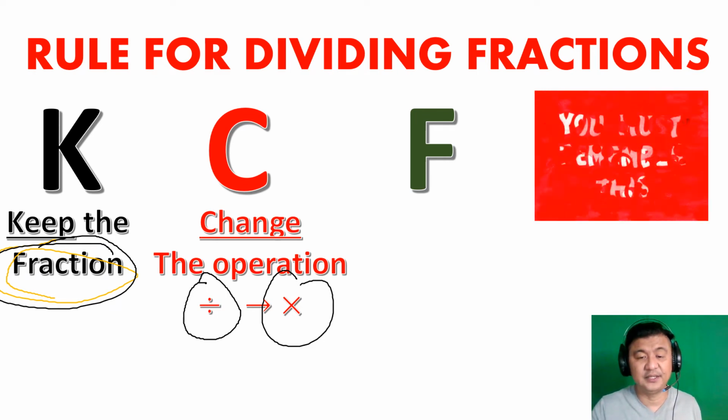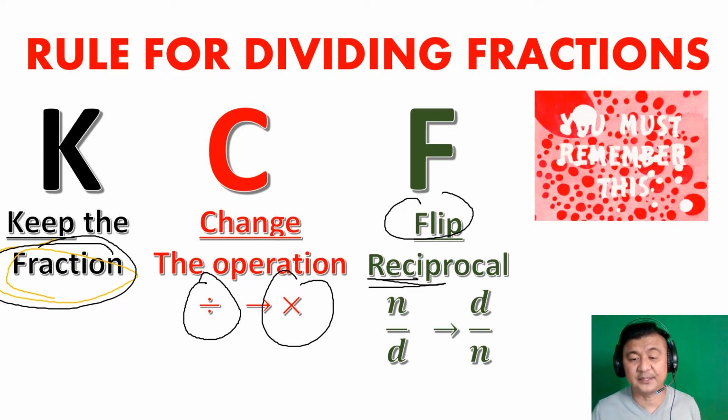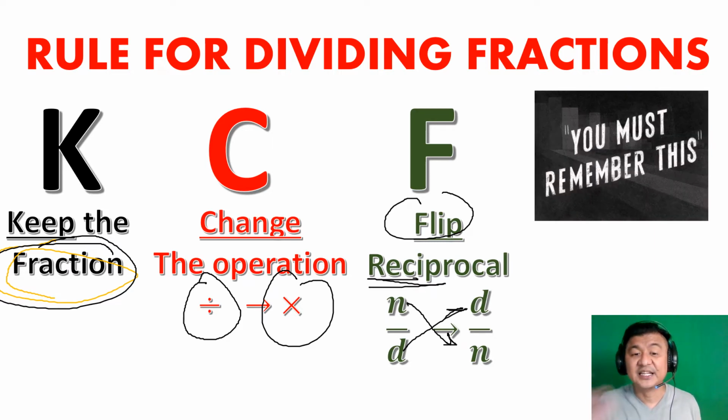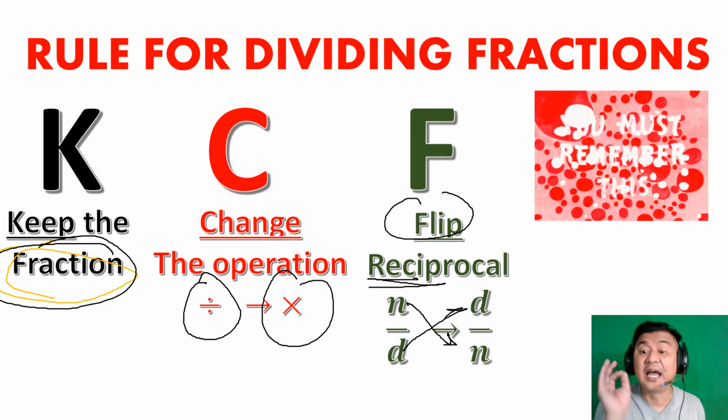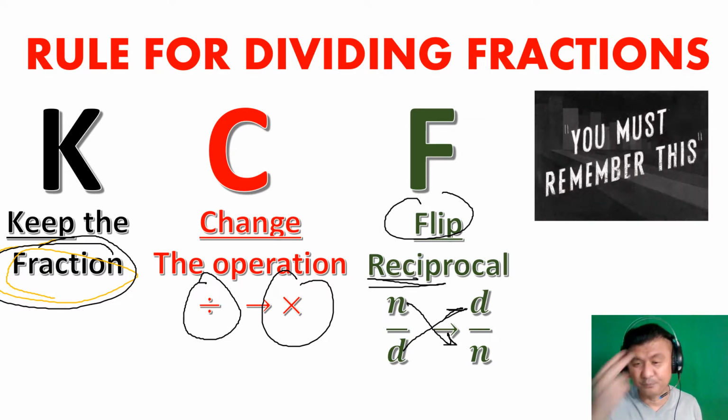All right. And then F. F means flip. Flip meaning reciprocal. We just did that a while ago. Remember? Numerator goes there. Denominator goes there. KCF. Say it again. K, yes. C, yes, and F. Put that on your mind.